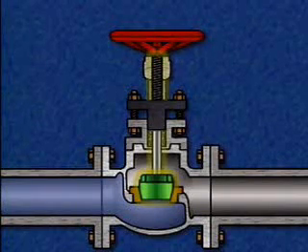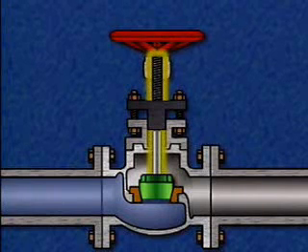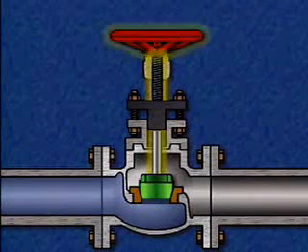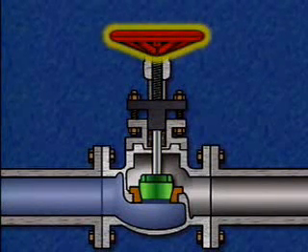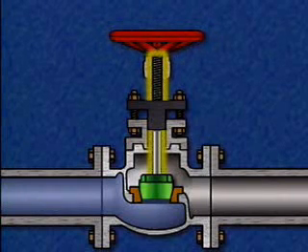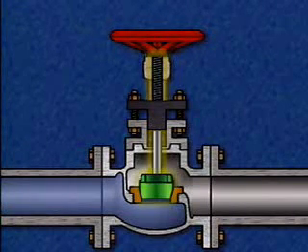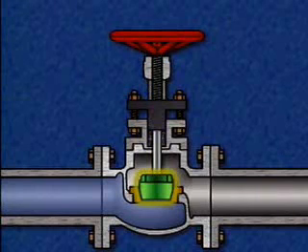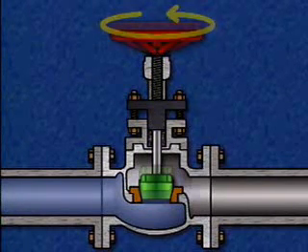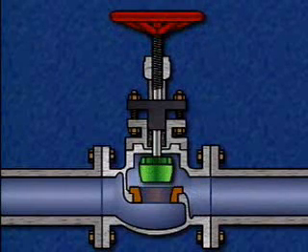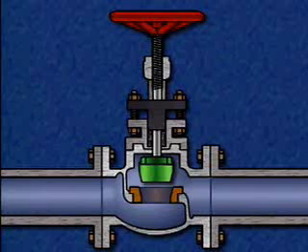The disc is attached to the stem, and the stem connects to the hand wheel. The hand wheel is used to screw the stem in and out, which in turn lowers or raises the disc. If the hand wheel is turned in the open direction, the stem moves up and the disc moves away from the seat. As a result, flow through the valve is increased.